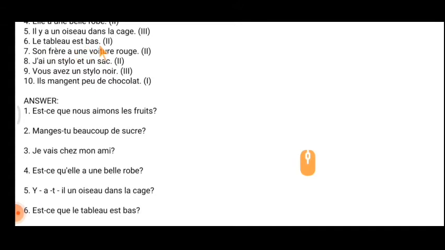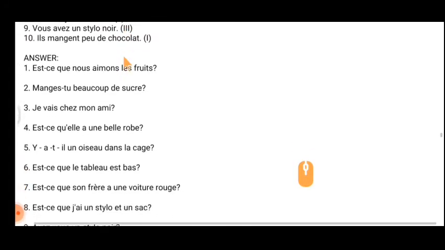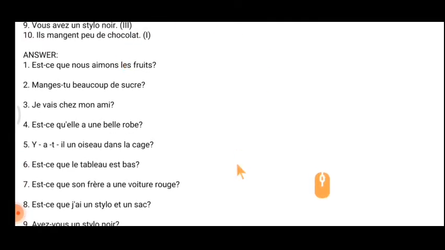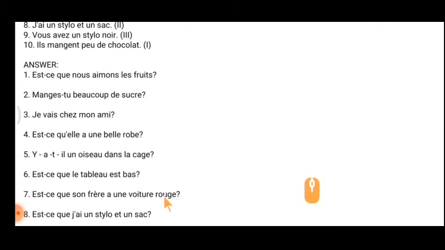Le tableau est beau. They are asking to form type 2. So what is the answer? Est-ce que le tableau est beau? Son frère a une voiture rouge. So second one, form 2 is est-ce que son frère a une voiture rouge? J'ai un stylo et un sac. Est-ce que j'ai un stylo et un sac?